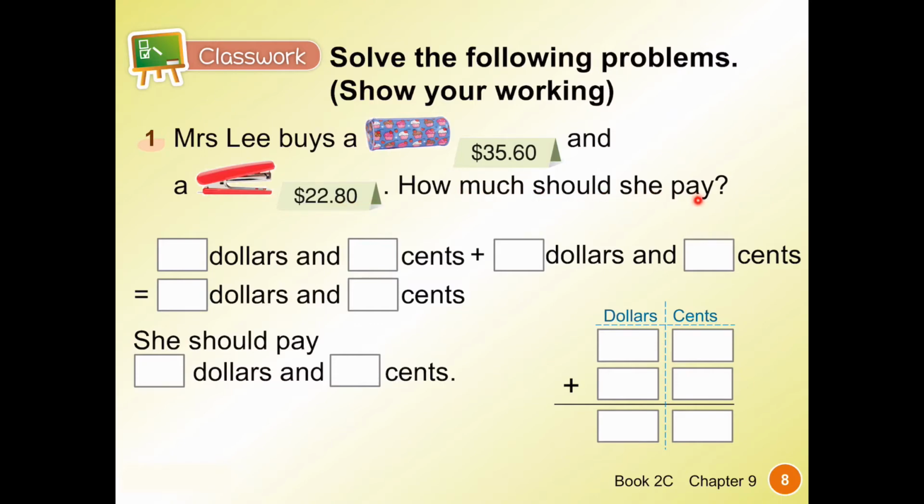So once again, I want you to try this question on your own. Pause the video. And remember, we have 3 parts to this. Part 1 for the expression, part 2 for the column form, and then part 3 for the sentence. So give it a try on your own first, and then I'll show you the answers in 2 seconds.